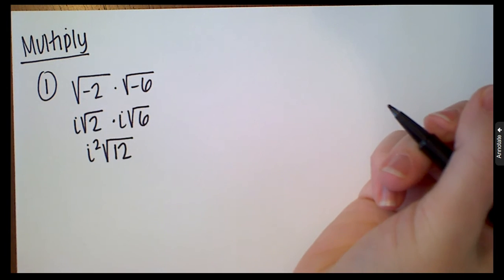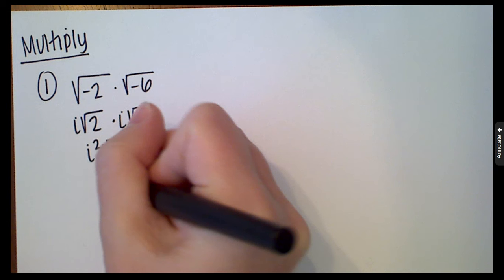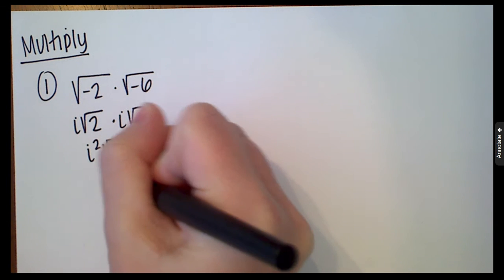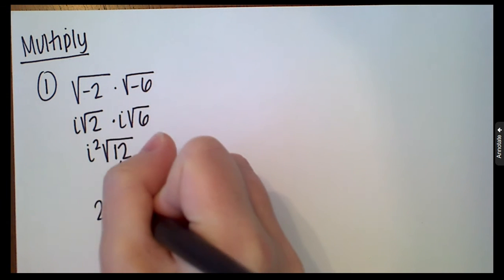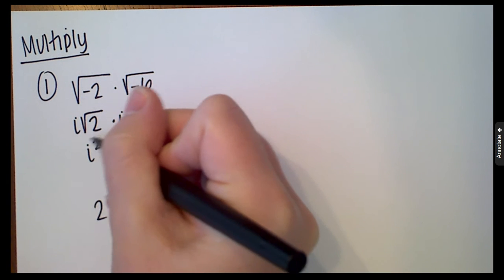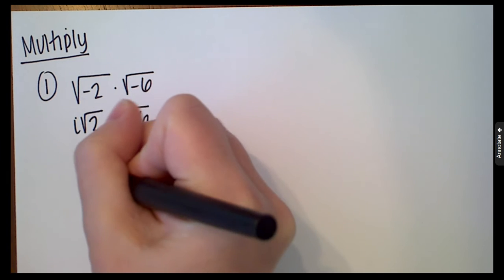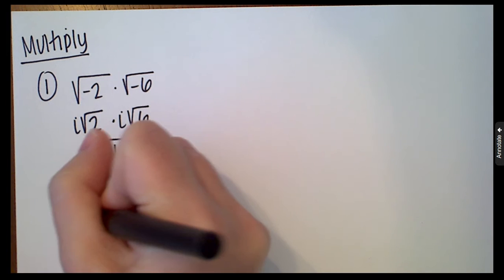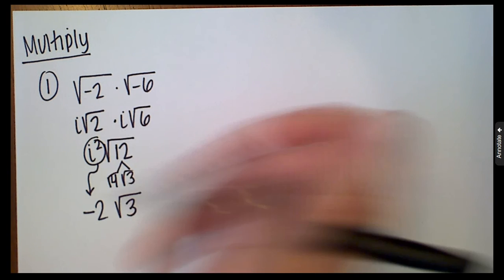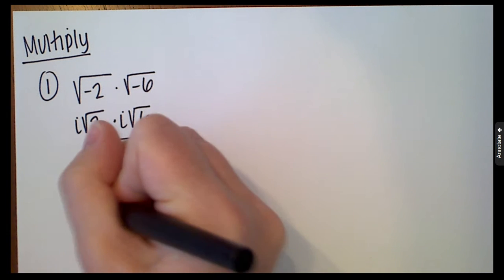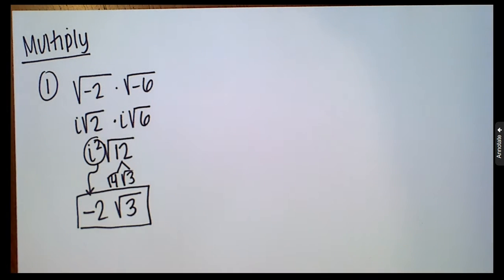And we want to simplify as much as possible. 12 we can break down: 4 times 3, so that would be 2 root 3. And then just as a reminder, this i squared, we need to say what that is. It turns into a negative 1. So I can just throw that negative there. If you want to do negative 1 times 2, go for it. But that would be my final answer to that problem.